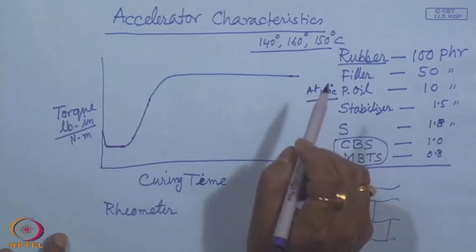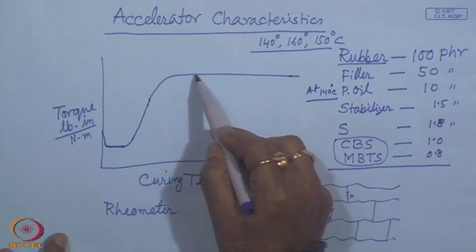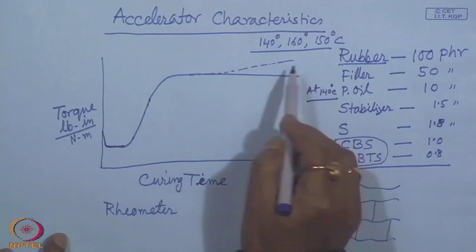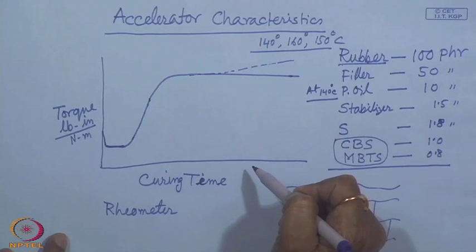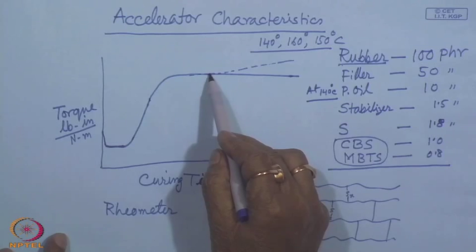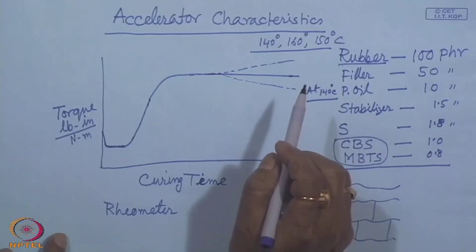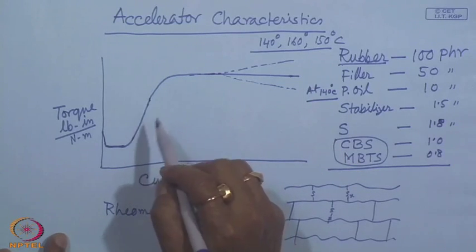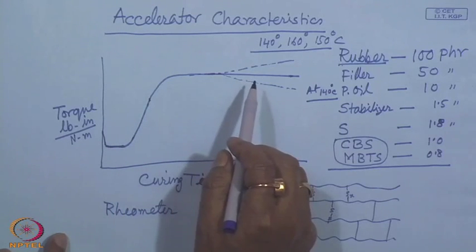Now, there can be another kind of curve, in which instead of the torque rising and becoming parallel to the x axis, the time axis, it can come down. These different cases can occur. This is known as a cure profile or cross linking profile, and this is the characteristic of the accelerator.